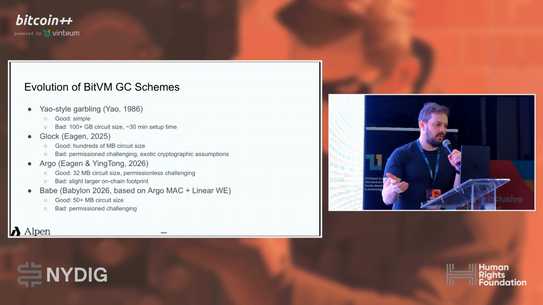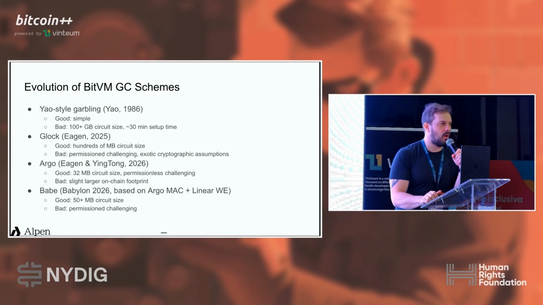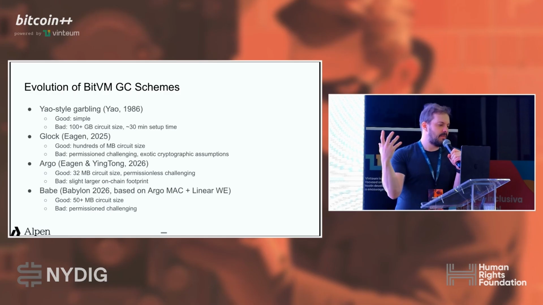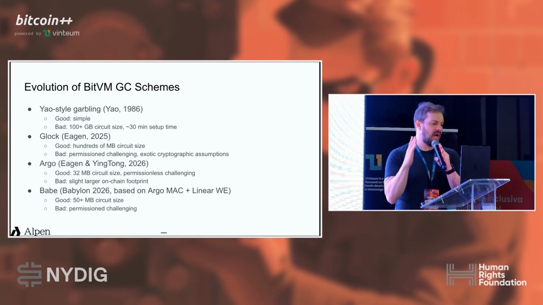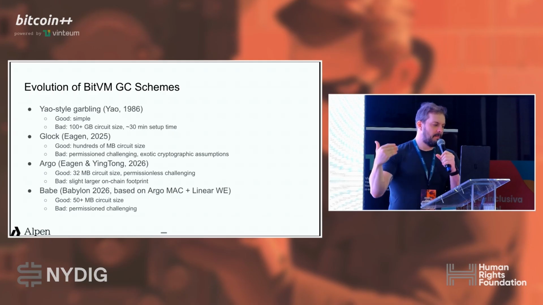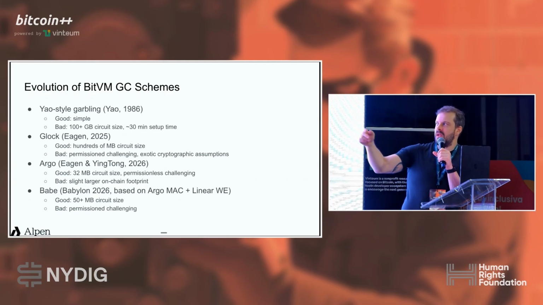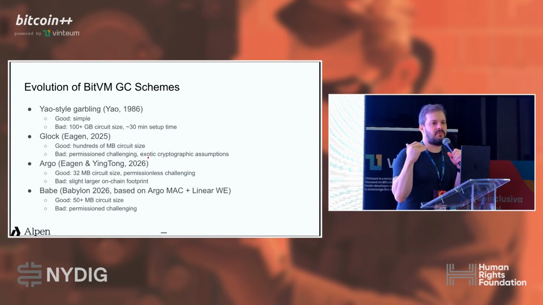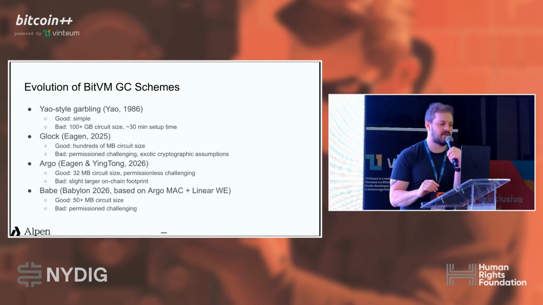Now, Liam Egan, who used to work at Alpen, devised something called Glock. The original Glock paper uses another SNARK, called a designated verifier SNARK, in a protocol called Pari. The good part is that it reduces the circuit size a lot, to hundreds of megabytes, but it is permissioned challenging, and it also used some exotic cryptographic assumptions. It used as a designated verifier a not-so-used SNARK, Pari, and also binary curves, which is kind of exotic.